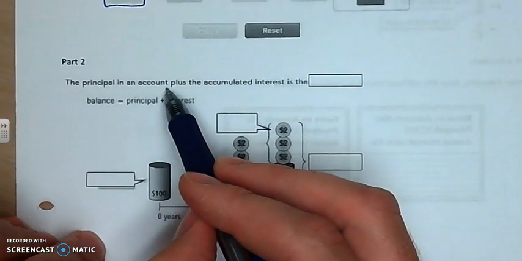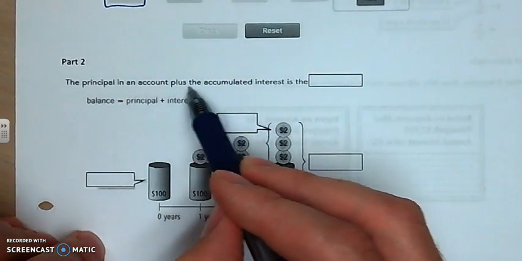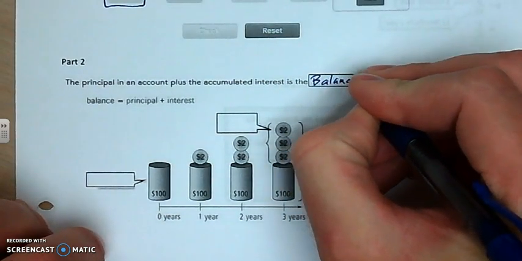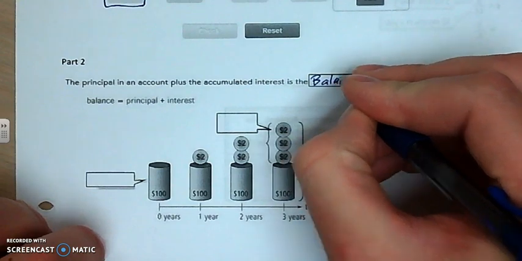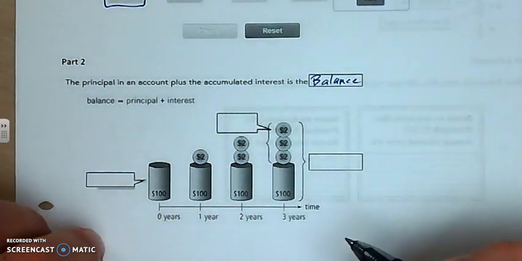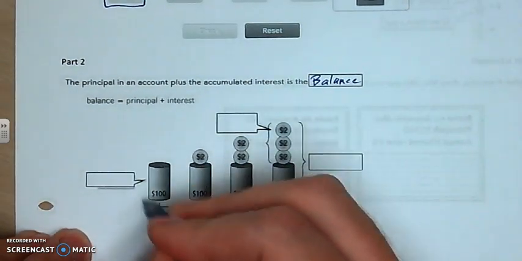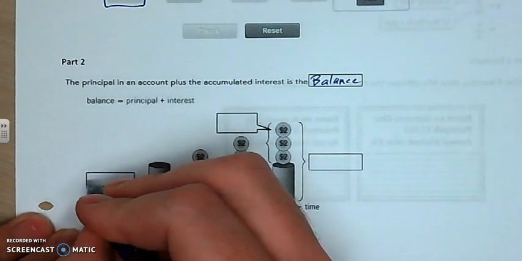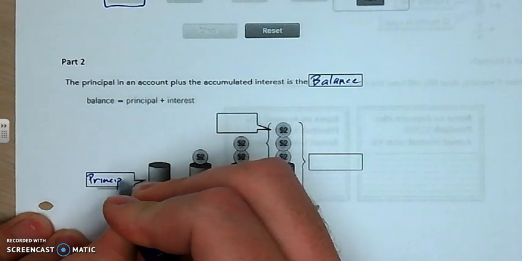Moving on to part 2, the principal in an account, which is what you started with, plus the accumulated interest is going to be called the balance. That's how much you have left in your account at the very end of whatever amount of years. So $100 here after 0 years. What do you think that is? Very good. That's the principal. That's what we started with.